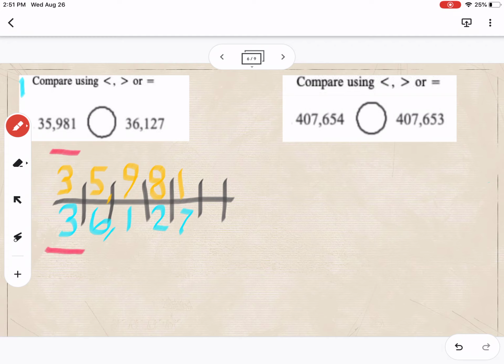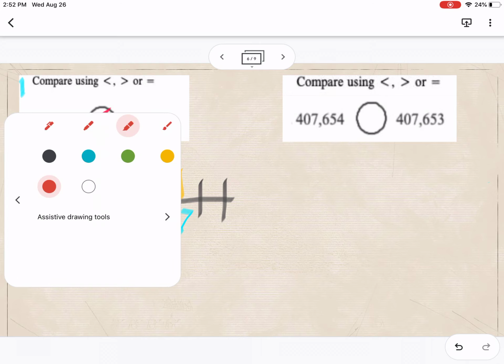They're both 3s. So now we can move on to the thousands digit. Now these are different. We have a 5 and a 6. The 6 is greater than the 5. So that means I can stop now because I know 36,127 is greater than 35,981. So now I can write my greater than sign facing the 36,127.